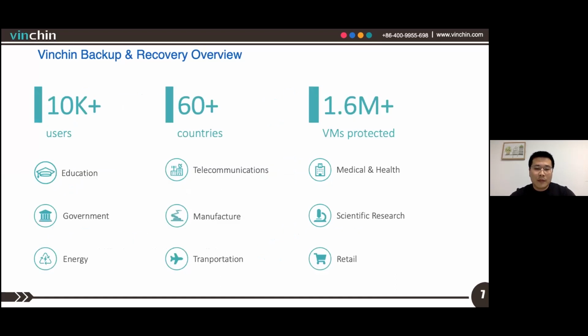And here's how Vinchin is being trusted by our customers. Now Vinchin has more than 10,000 customers from over 60 countries and has more than 1.6 million virtual machines protected worldwide. And our customers are from various industries, including education, telecommunications, medical and healthcare, manufacturing, scientific research, and more.